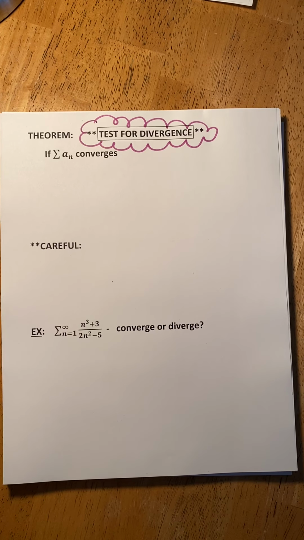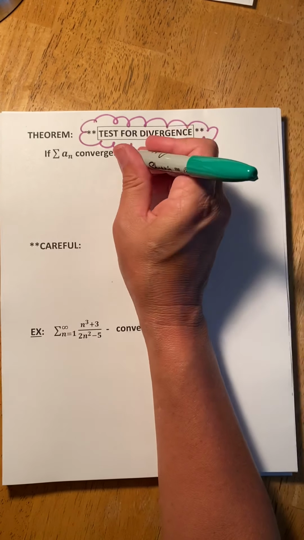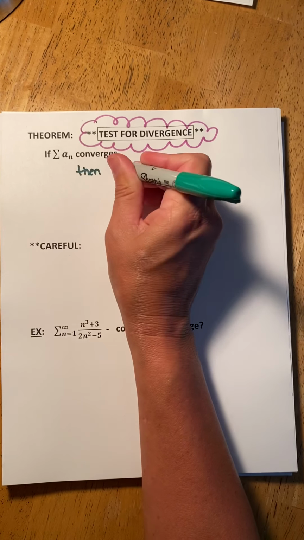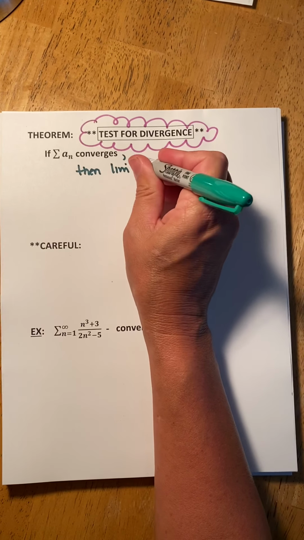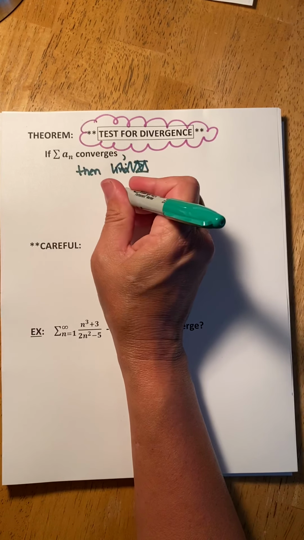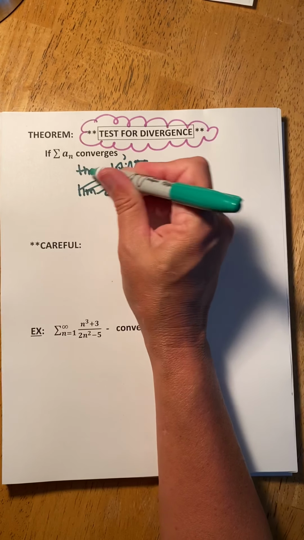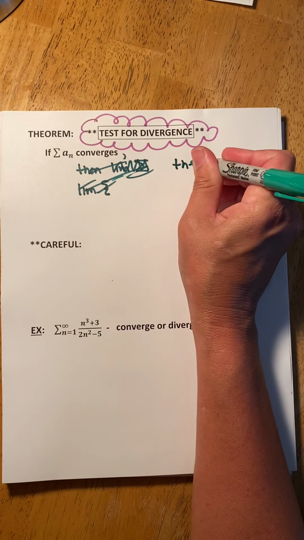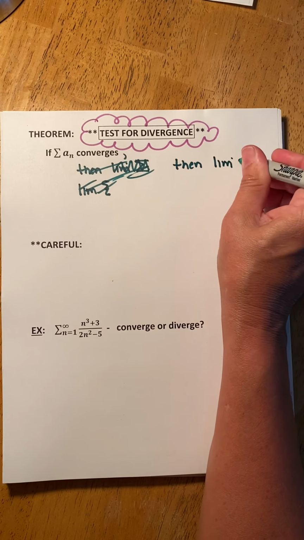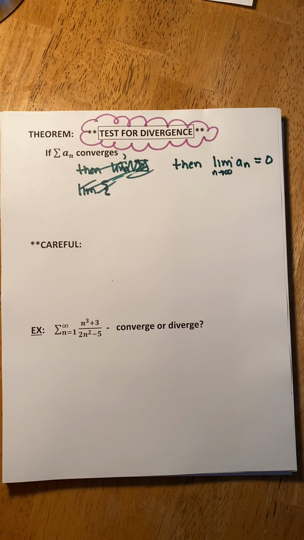If a series converges, then the limit of its corresponding sequence must be 0. So this is huge, so bear with me. If a series converges, then the limit of the corresponding sequence equals 0.